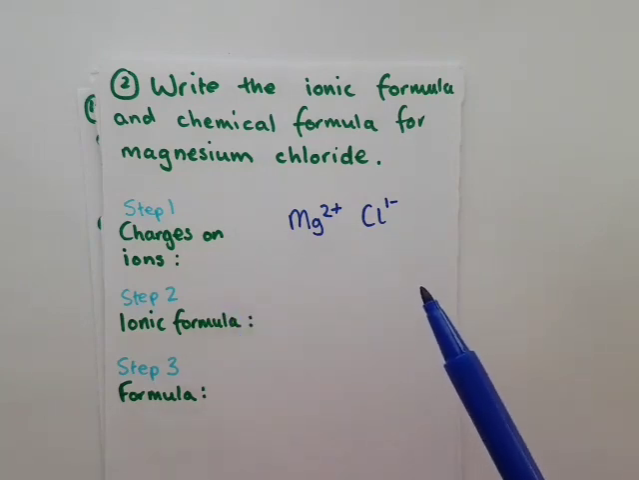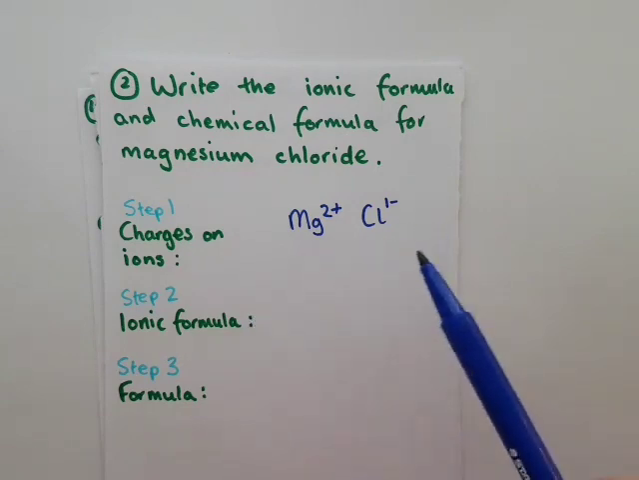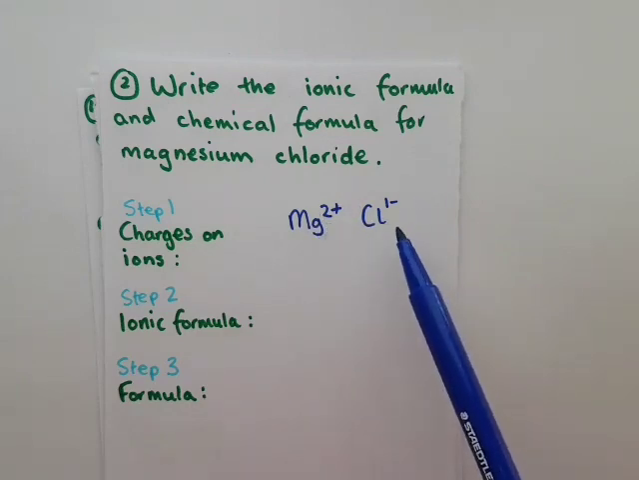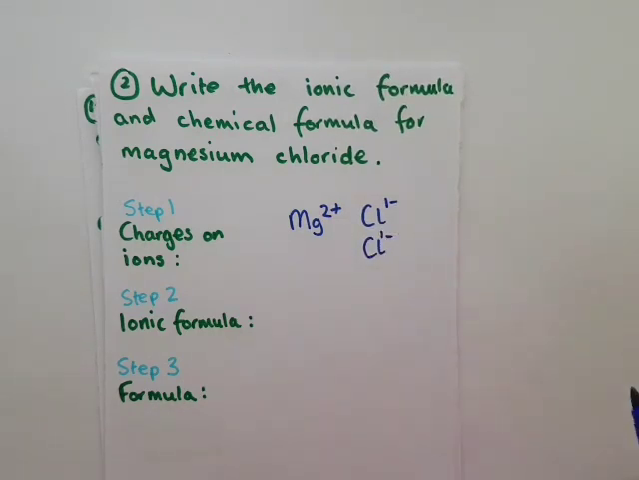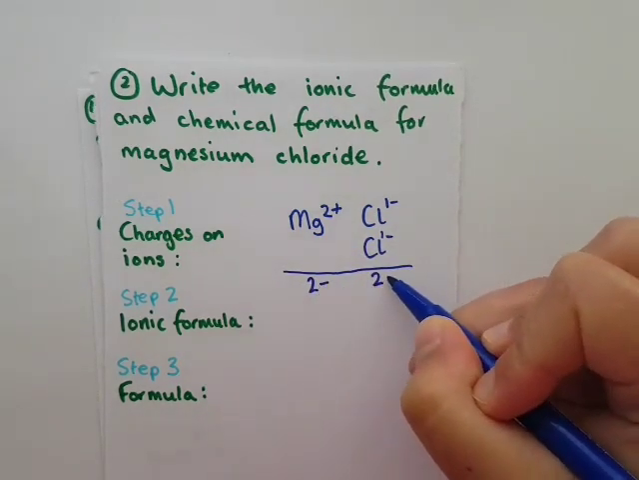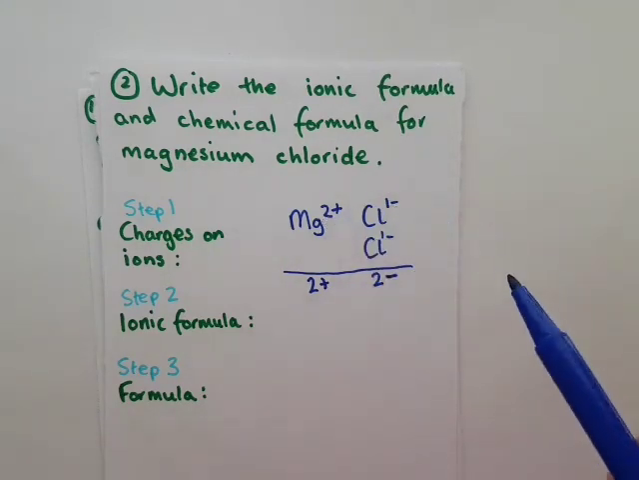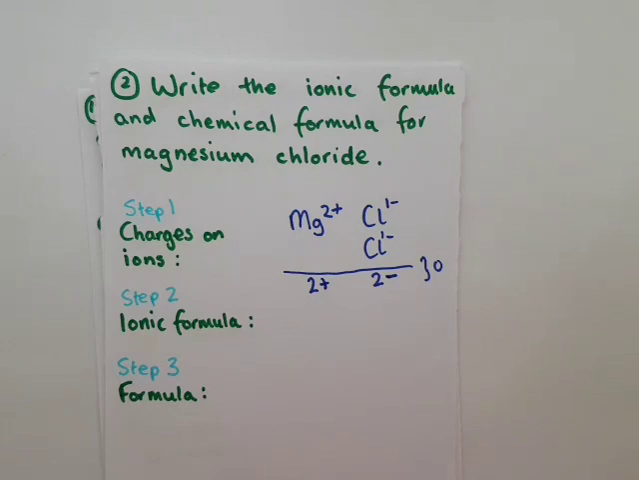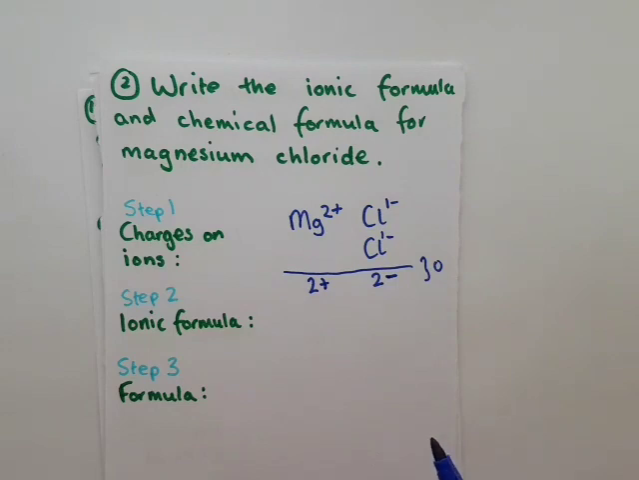Now that I've got the charges on the ions, to work out the ionic formula, I need to work out how many of each ion I need so that the overall charge balances out and equals 0. At the moment I've got 2 positive charges and only 1 minus charge. So I need another chloride ion to give me a total of 2 negatives. If I've got 1 magnesium and 2 chlorides, then I get an overall charge of 2 plus and 2 minus, which gives me a 0 overall. Now that I know that I need 2 chlorides for every 1 magnesium, I can write the ionic formula.